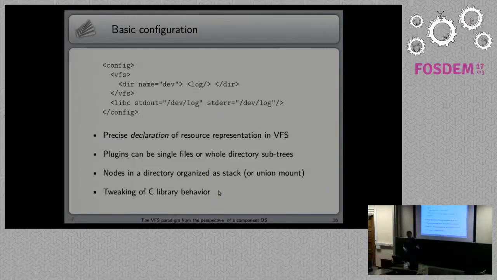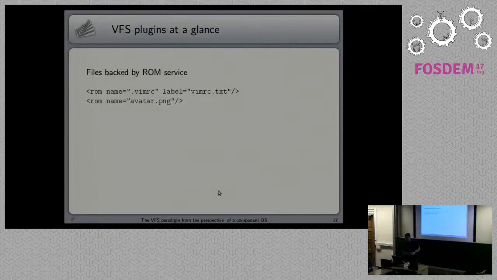And the last part is that the VFS configuration and the libc configuration are two distinct things, and you can just tweak the behavior of the libc library with its own configuration node. So we have a bunch of plugins in our VFS implementation. The first one we used is a mapping to our ROM service as a microkernel system. We needed some means to use boot modules in the system, and we named them ROM. And we can now also map nodes in the VFS to ROM nodes.